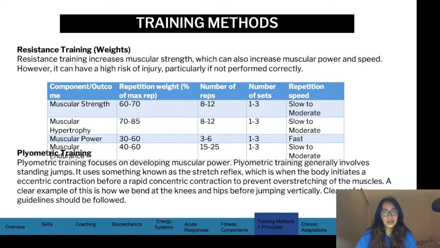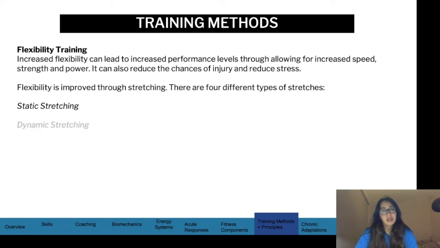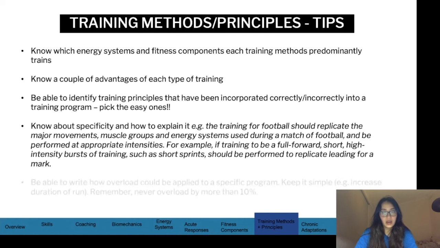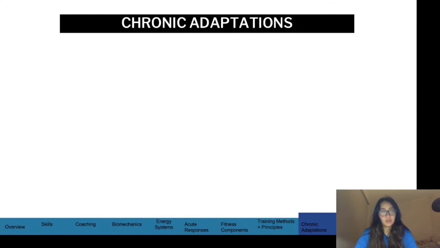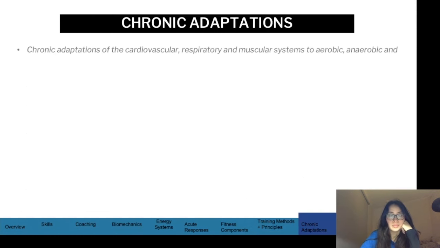I know I'm going through quite a lot of slides, but we just don't have enough time to go through everything in as much detail as I want to, which is annoying, but that's okay. Make sure you know different types of stretching. Ballistic stretching is pretty full on, and so is PNF. You can write PNF, because proprioceptive neuromuscular facilitation is quite a long phrase, and I don't even know if I could remember to write all that down. Okay, just a bit of definitions or tips on this stuff. Definitely read over this in your own time.